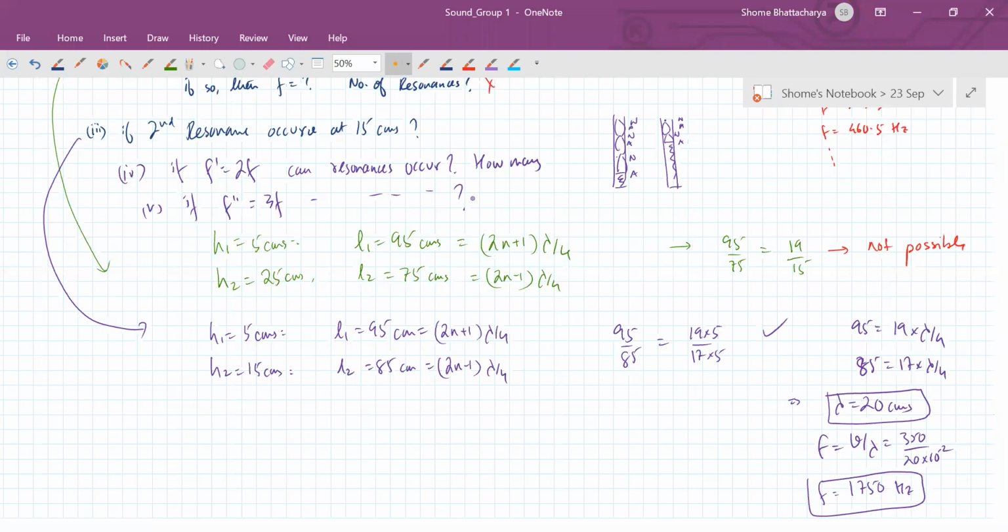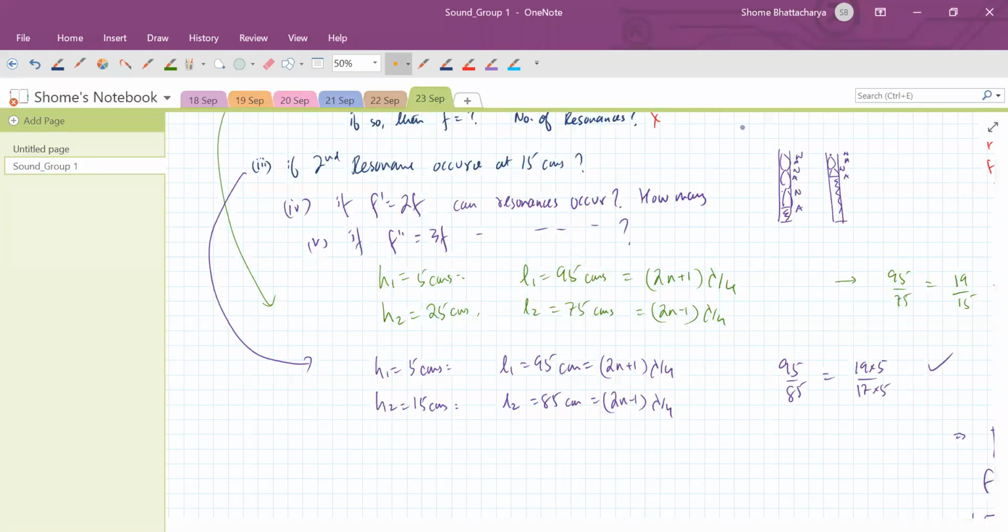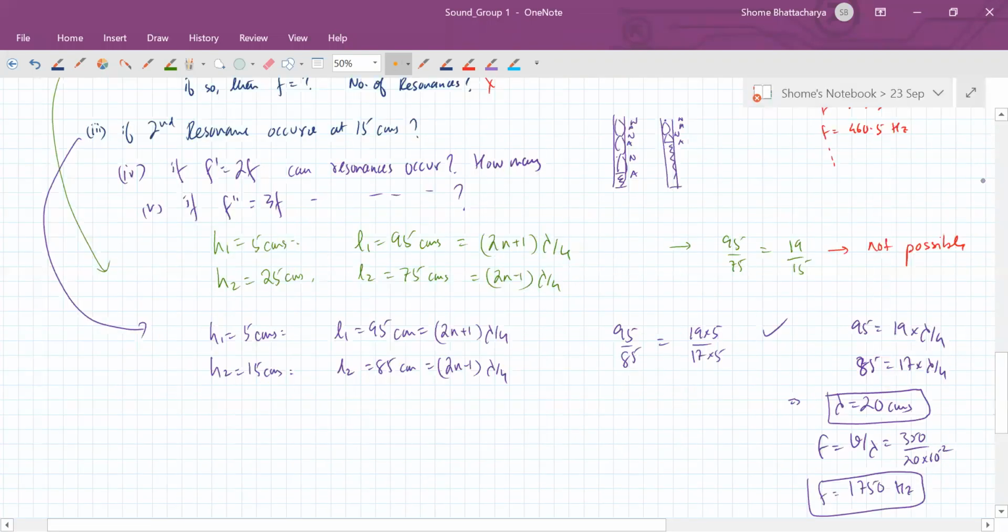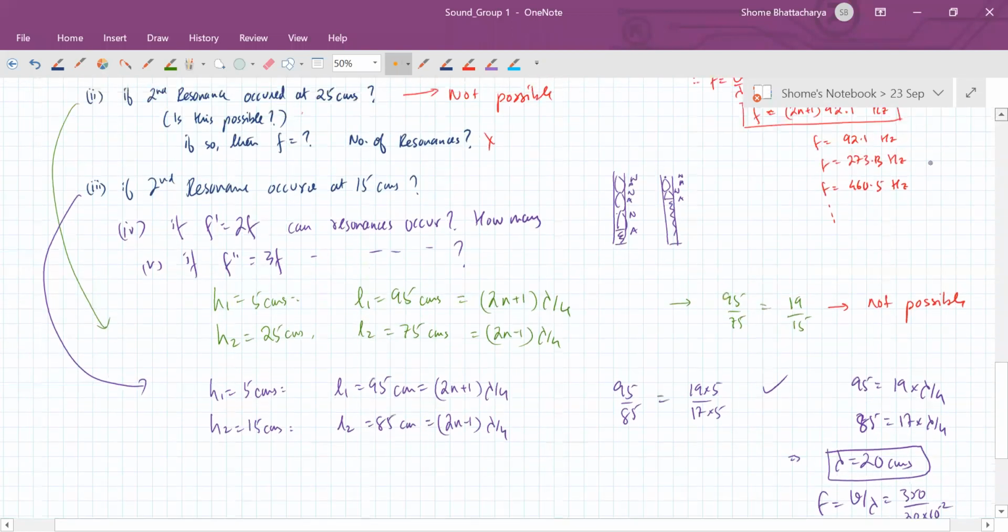So what is the conclusion about the fourth and fifth part? You will see, I think that in the fourth it's not possible. You cannot have it, because we had already discussed that the possible frequencies were members of this series. So you can see 1750 is a member of that series, but double of that, which is 3500, is not a member of that series.